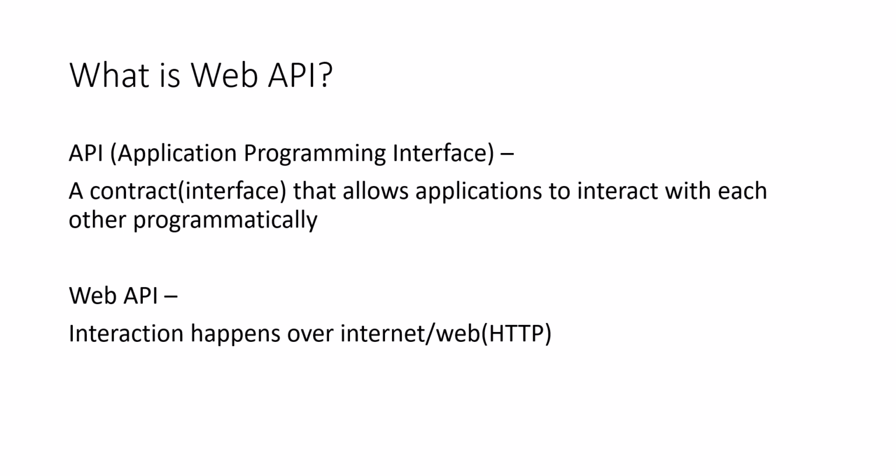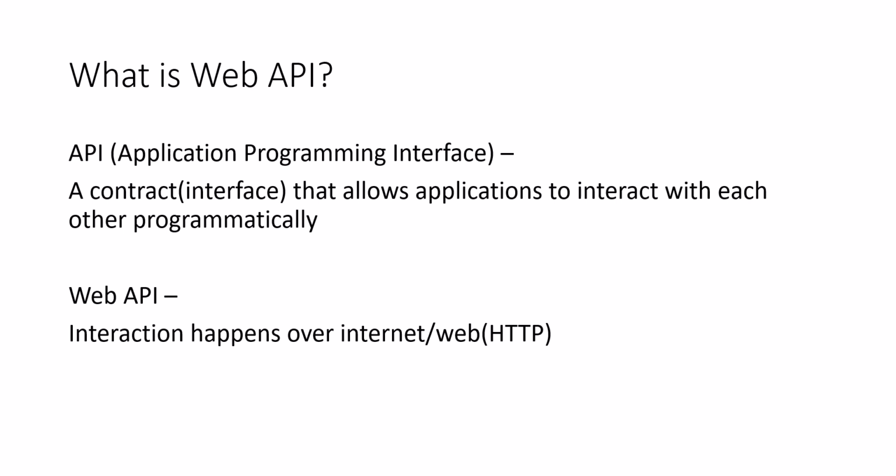And one step ahead, a web API. Web API is where interactions usually happen over the web or through HTTP. And I can build web API using various technologies. I can use C Sharp, I can use Java, I can use Python, right? But because this course is with .NET Core, I would be using C Sharp to build my web API.